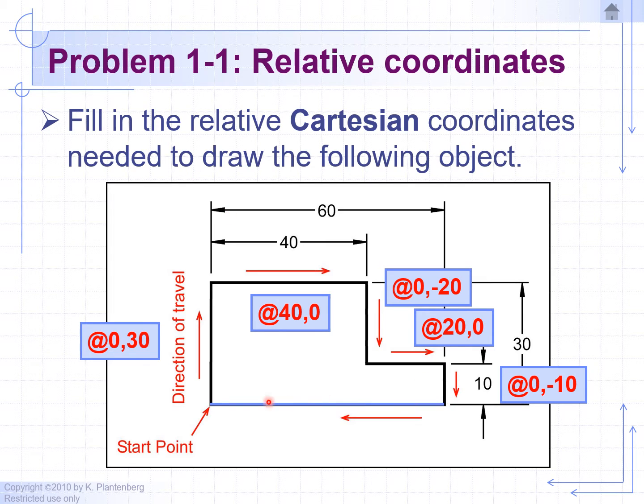And finally, to close the profile, you can either choose to just type in close, or you can use relative coordinates. So @, with respect to the last point, type in minus 60. The length is 60, but we're going in the left direction. So type in minus 60 to go in the left direction, comma 0, because we're not moving vertically, and hit enter, and it'll close the profile.